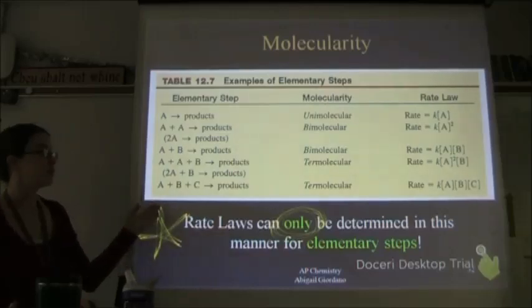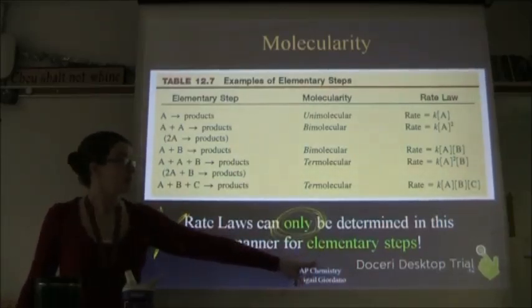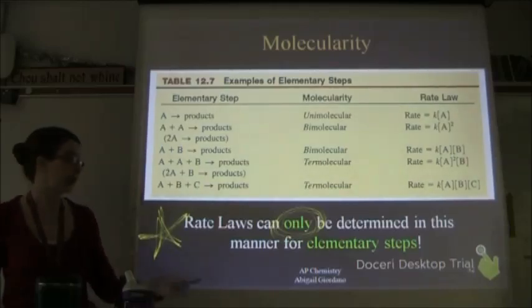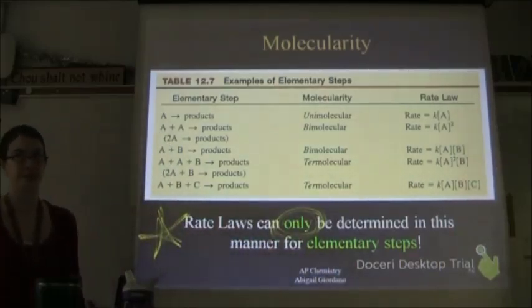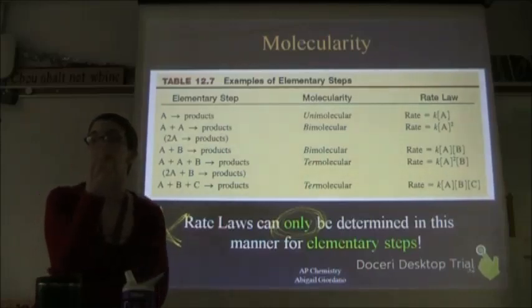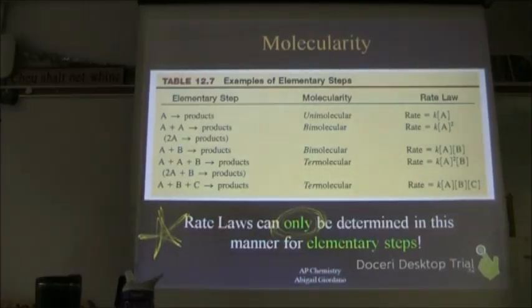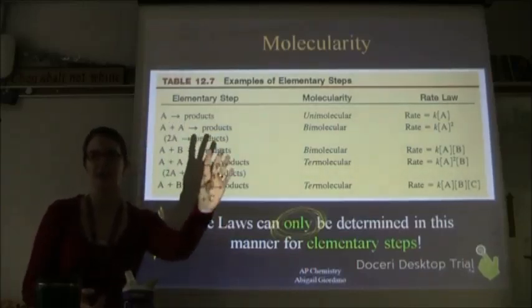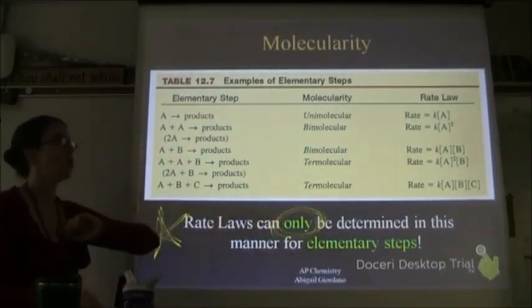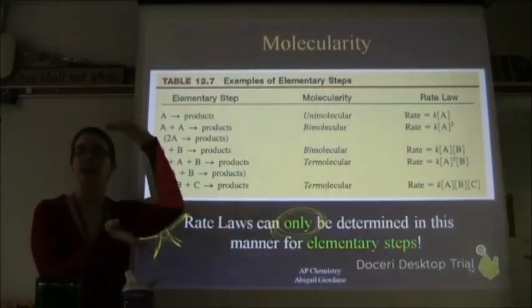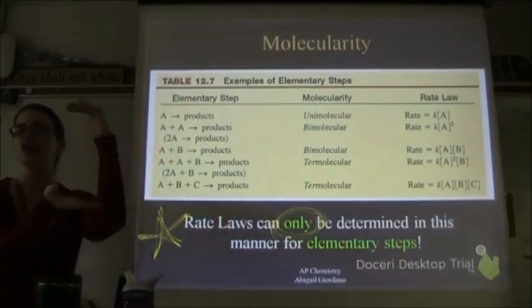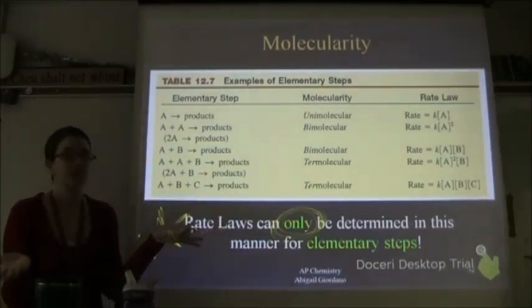Well, if you're dealing with an elementary step, then you can. That's permitted, but only for elementary steps. Now, there's two things that you might be wondering right now. Number one, how am I going to know if a reaction is an elementary step? How do I know it's not an overall reaction? Well, they're going to tell you. They're either going to say, the following elementary step, comma, or maybe it's a reaction that is within a reaction mechanism.